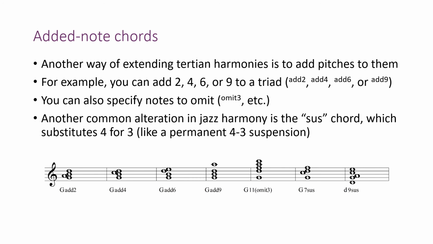One other very common alteration in jazz harmony is what we call the sus chord. This substitutes a 4 for a 3, so it feels kind of like a 4-3 suspension that doesn't necessarily resolve. So if I have a G7 and then I put in the 4 in place of the 3, that's my G7 sus. If I have a D minor 9 chord and I move the 4th in place of the 3rd, that's a D minor 9 sus chord.